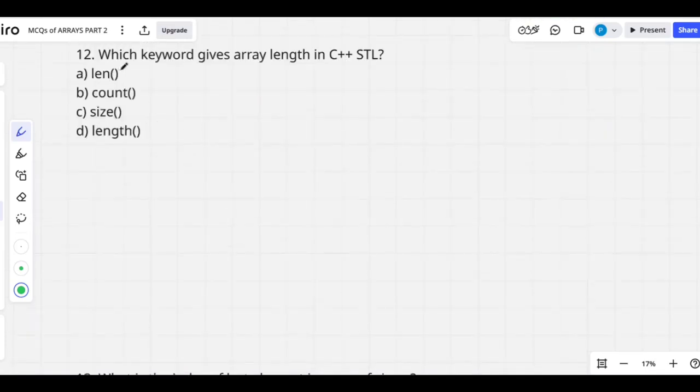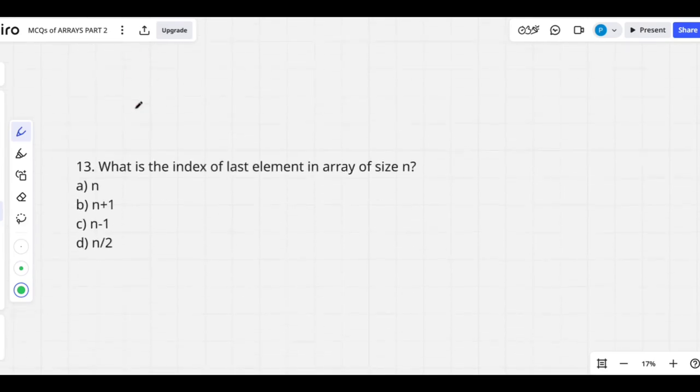Question number 12 is: which keyword gives array length in the C++ STL? The options are len function, count function, size function, or length function. So option C is the correct one. Size function is the right answer. The keyword is size. Now moving to question number 13.